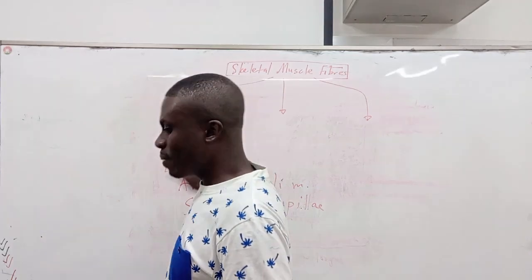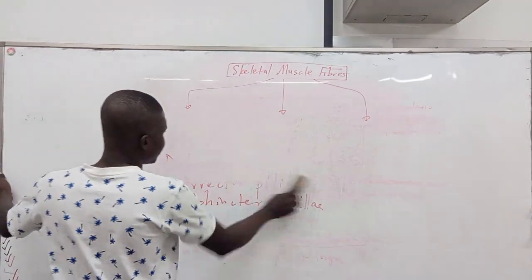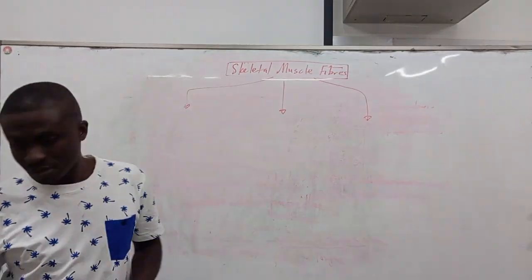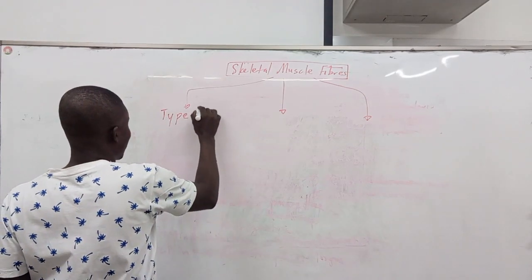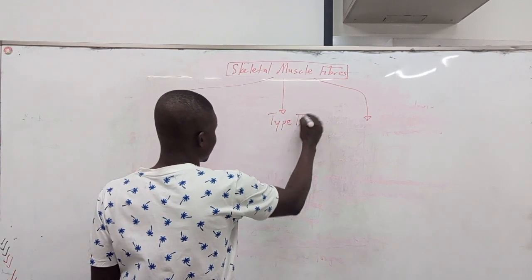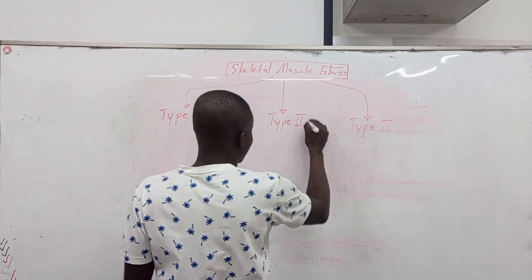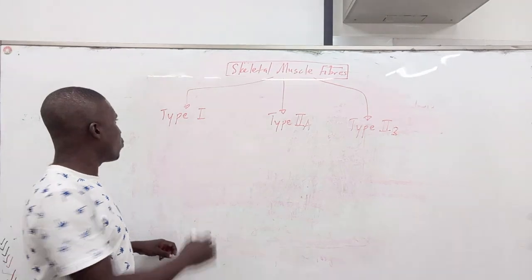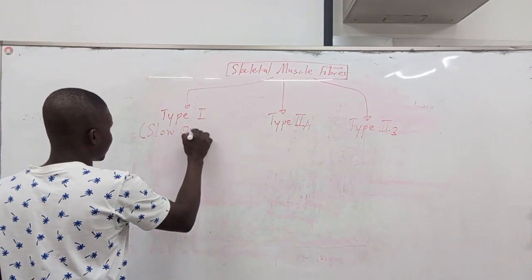Now, just to talk about the skeletal muscle fibers that I'm talking about, we will have what we call the type 1. They also have type 2, but you have type 2A and you have type 2B, okay? Now the type 1, we describe it as slow oxidative.